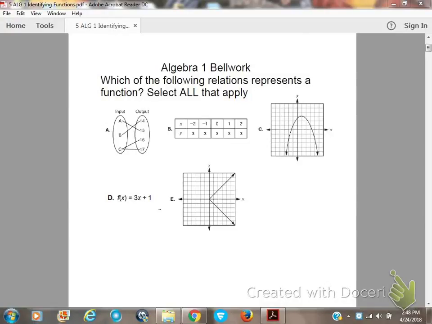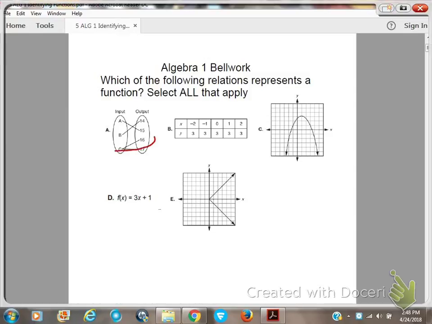Bell work for today is figuring out which of the following relations represents a function. Remember, for it to be a function, there can only be exactly one output for each input. So A would not be a function because C goes to two different numbers, so A is no. B, you do not see the same x value twice, so that one's fine.